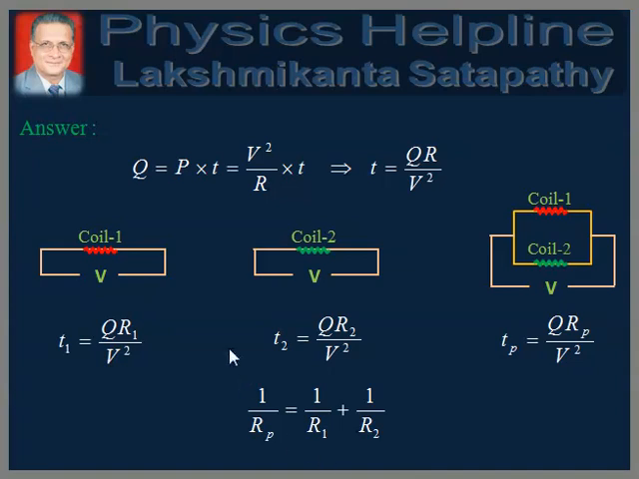Now for the answer. When a resistance R is connected to a DC source of V volts, then the power generated in the resistor is equal to V square by R. Therefore, the heat developed in time t is given by Q is equal to P into T, which is equal to V square by R into T. Therefore, we have T is equal to QR divided by V square.